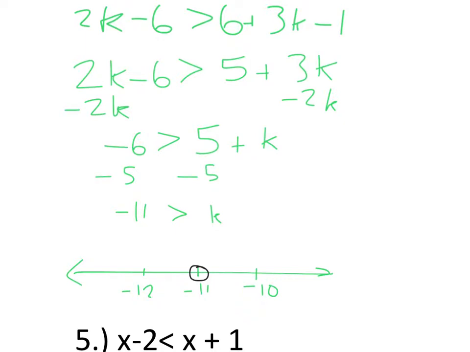And then this one, the variable's on the right, so it's always helpful to take some test points here. If I take negative 12 and plug it in, negative 11 is greater than negative 12. That works. Negative 10 does not work, so I'm going to go toward negative 12 with my graph here.